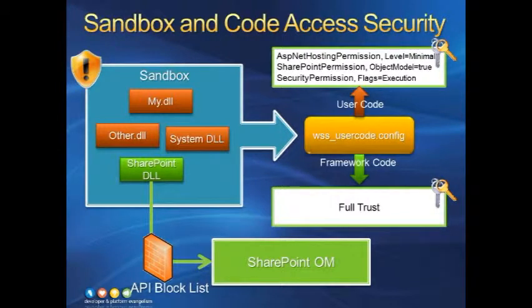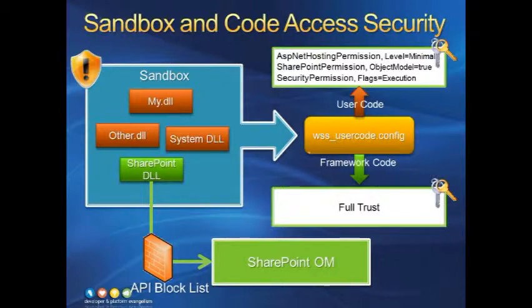So now let's talk a little bit about how our code is going to run with respect to CAS, code access security, for solutions that are in the sandbox. What you see here is my DLL, which is going to contain my web part, and then any other assemblies I've added to my sandbox solution that I need to run, like maybe third-party UI components. I'm also going to need to reference the SharePoint assembly, which is also going to run inside the sandbox here. Now, what's going to happen is that when my code is running, it's not going to be running against the full SharePoint assembly.